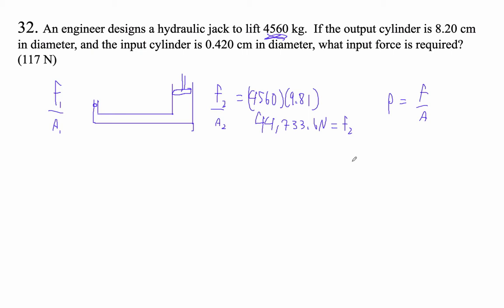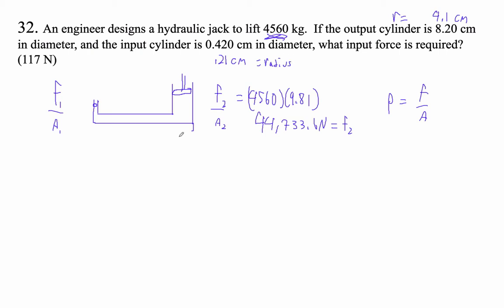Then we've got the output cylinder, in centimeters, its diameter, so 4.1 centimeters is our radius. And then 0.42 centimeters, that's the diameter, so 0.21 centimeters is our radius.